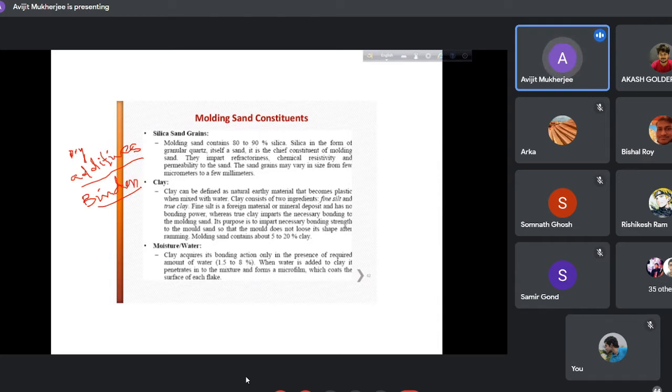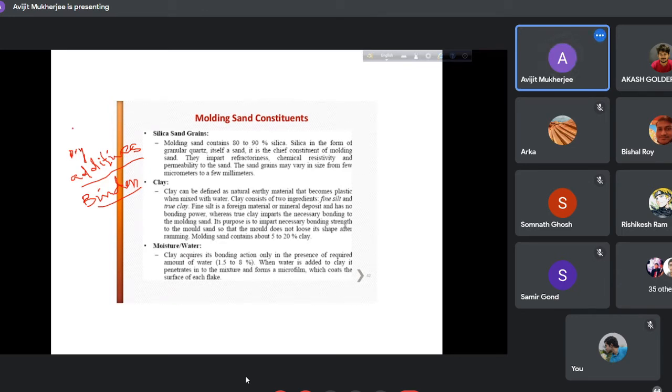So for that again we may have to add something. So in this way, to increase various properties, all the time the sand itself may not contain all the properties, so we should add some third agent, which is the concept of additives.